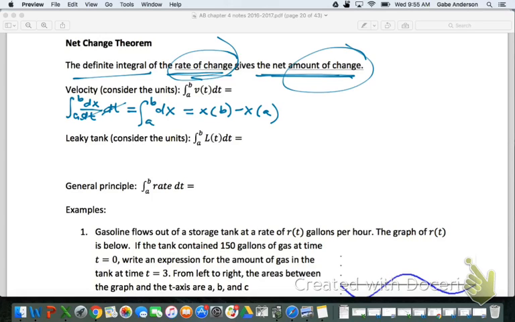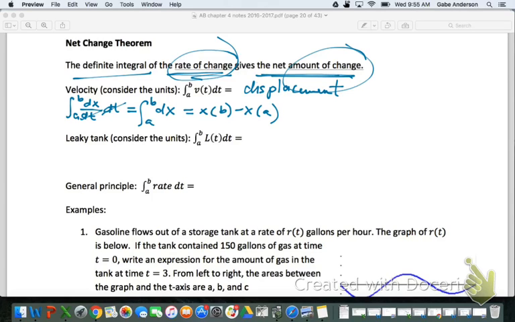Let's think about what that is. If x really is a position, then x of b, wouldn't that be the position at time b? And x of a would be the position at time a. Subtracting them, what does that give us? The displacement. Displacement. There we go. So this is actually an important term. The definite integral of velocity is what we call displacement. It is the change in location, or the change in position.